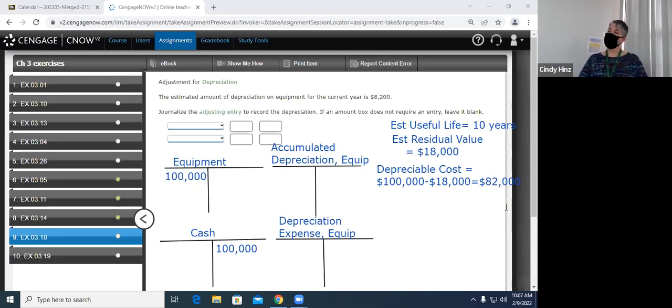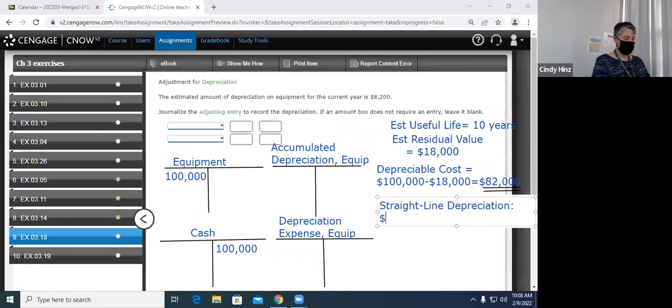But do we want to record it the very first month that we're using the equipment? No, because we're going to be using it for 10 years, we think. And so the $82,000 is the total expense we want to record over the whole life of the asset, over 10 years. And so the simplest way to do that is something called straight line depreciation. Simplest way of recording this.